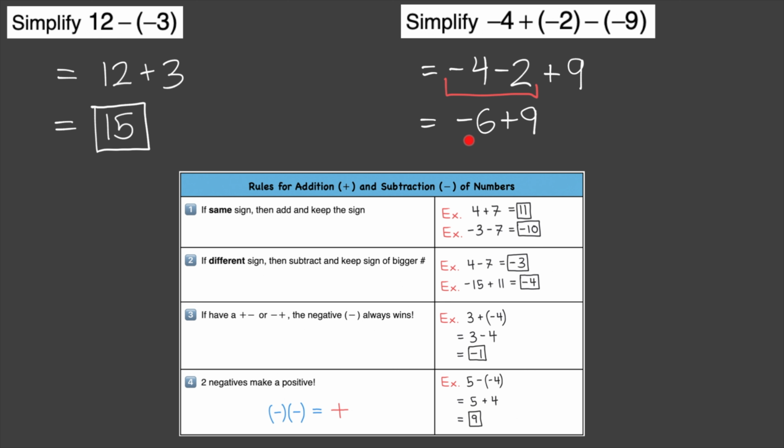Now these two numbers have different signs. So now we do rule number 2. If different signs, then subtract and keep the sign of the bigger number. So we do 9 minus 6, which is 3, and then the bigger number is 9, so we're going to use that sign in our answer, which is positive. So our final answer is +3.